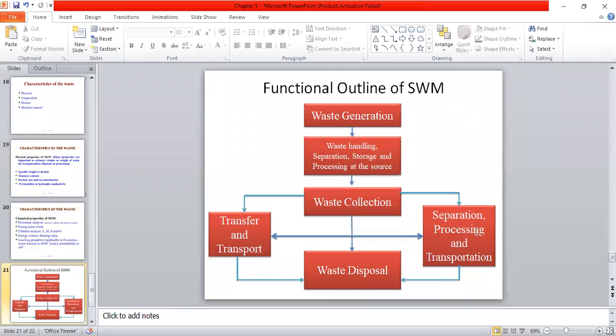Separation in the sense degradable, non-degradable, recyclable, reusable material will be separated out. Then processing, according to the characteristic, we can perform the processes and then transport towards the waste disposal, or directly from waste collection to the waste disposal spot it will be sent. And transfer and transport, and separation, processing and transportation are interrelated. Either you can go this way or you can go this way, is it? So this is the functional outline. I think actually here I have shown it in diagrammatic form, but explained everything while completing the earlier part. And whenever you have a problem, you can ask me. Otherwise, you draw this flow chart.